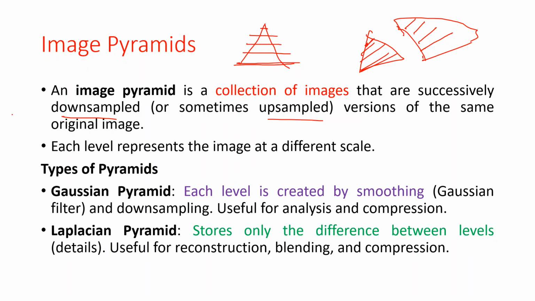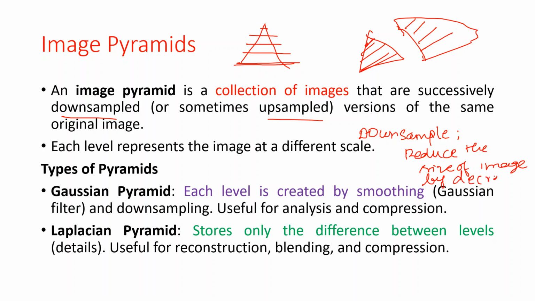Downsampling and upsampling are very important; we will see them throughout this portion. Downsampling means we will reduce the size of the image by decreasing the number of pixels. It already has a certain number of pixels, and we will decrease that number. The concept we will see in downsampling is decimation. The vice versa of downsampling is upsampling.